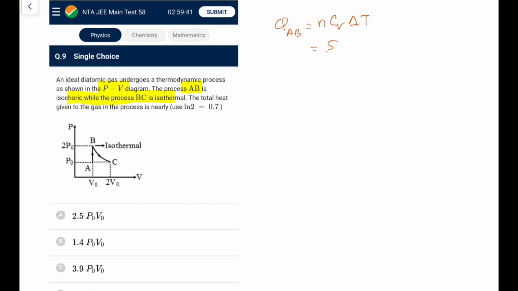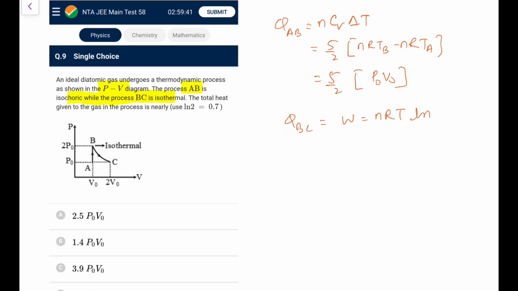Cv is, for a diatomic gas, 5 by 2 R, so 5 by 2 nR delta T, that you can write as nR TB minus nR TA, and at any moment nRT is PV. So from our knowledge of the gas laws, this is 2 P naught V naught minus P naught V naught. This comes out as P naught V naught, times 2.5. Now QBC, because it is isothermal, this is W.